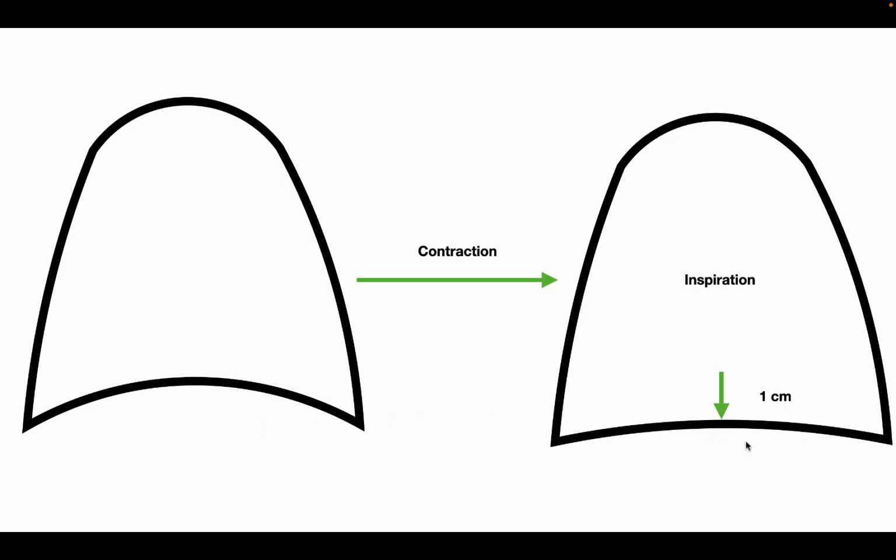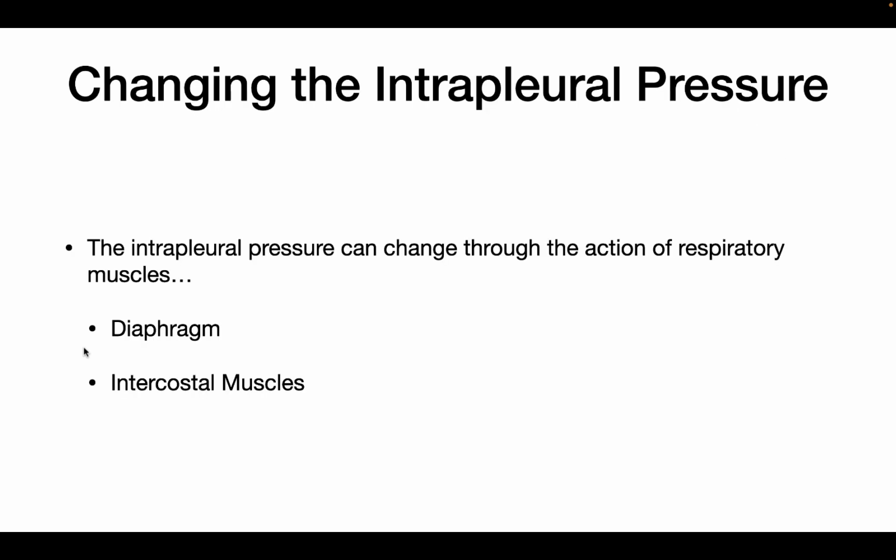When the diaphragm contracts, it goes down, increasing the volume of the chest cavity and therefore decreasing the intrapleural pressure. Now, if you were to relax, the diaphragm would go back up and decrease the volume of the chest cavity, therefore increasing the intrapleural pressure. So the diaphragm is the primary muscle of inspiration. The secondary muscles of inspiration are going to be the intercostal muscles.